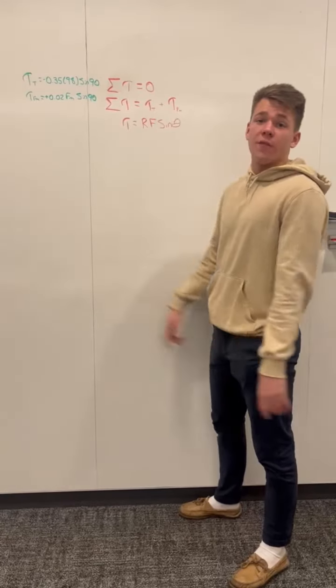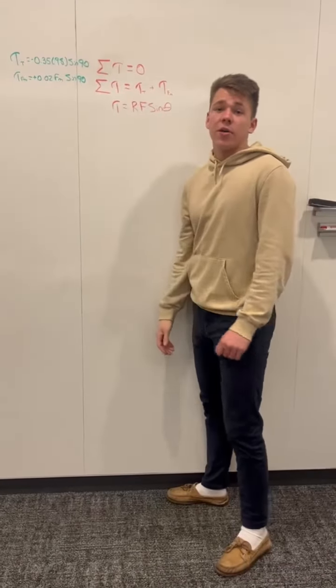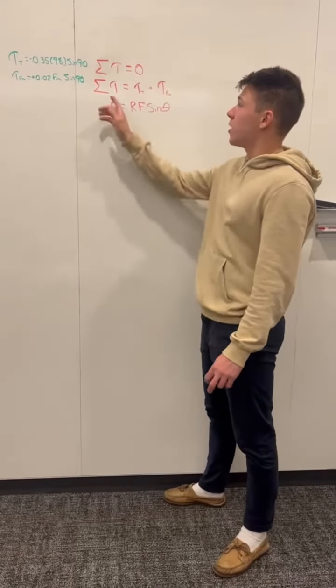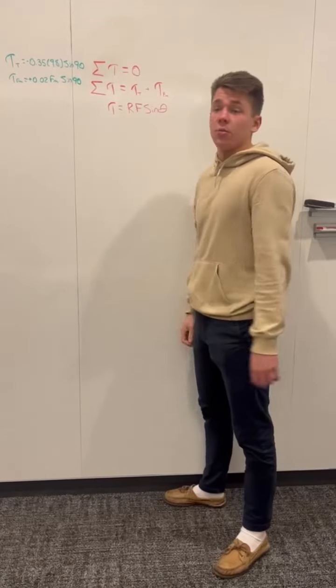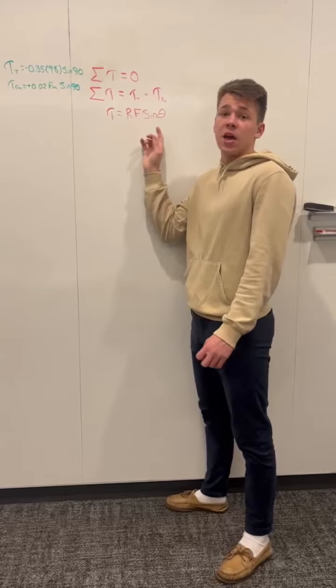All right, so to solve for FM, we're going to start using the torque equations. We know that net torque is equal to 0 because the diagram is at equilibrium. Next, we know that net torque is equal to the torque of tension plus the torque of FM. And the equation for torque is radius times force times sine theta.